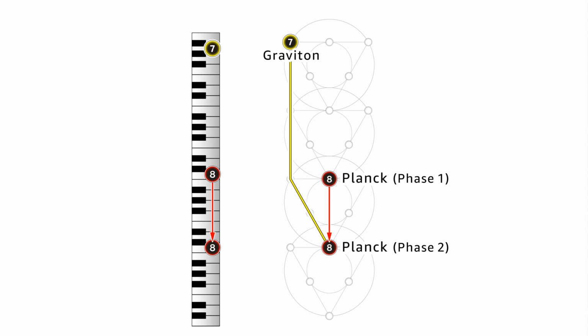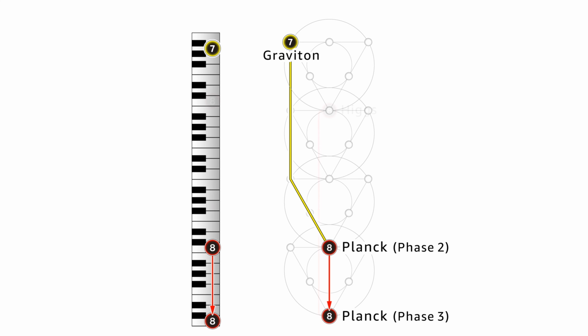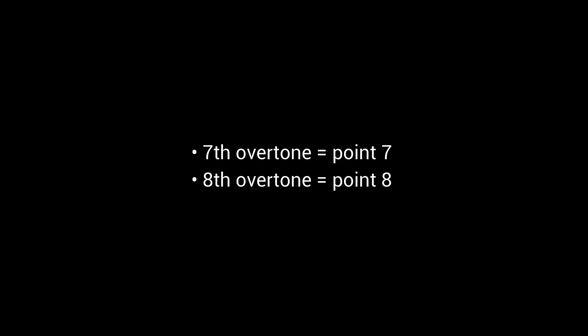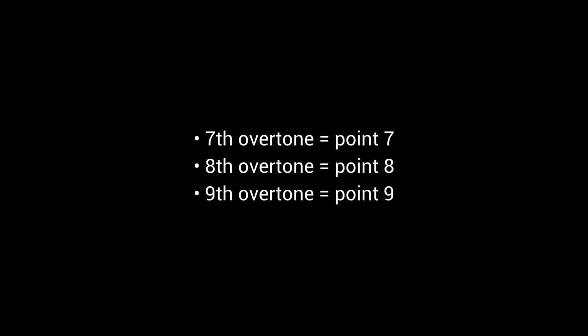Next, in the process from phase 2 to phase 3, the Higgs field was activated. Because inertial mass is produced by the Higgs field, the Planck particle can acquire inertial mass, which is called the Planck mass. When the Planck particle of phase 3 is considered to be the tonic, the Higgs particle represents the 8th overtone, as illustrated. As we have seen, the 7th overtone is represented by 0.7, and the 8th overtone is represented by 0.8. Then, the 9th overtone is represented by 0.9.